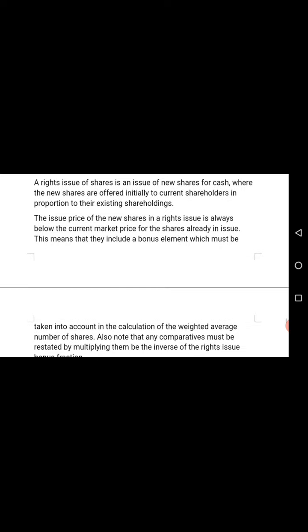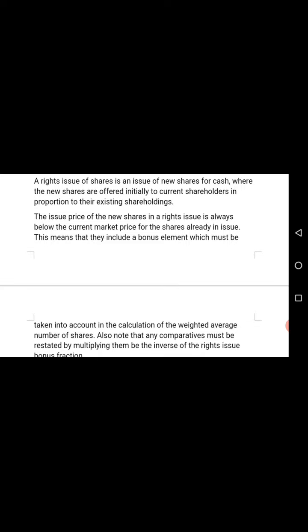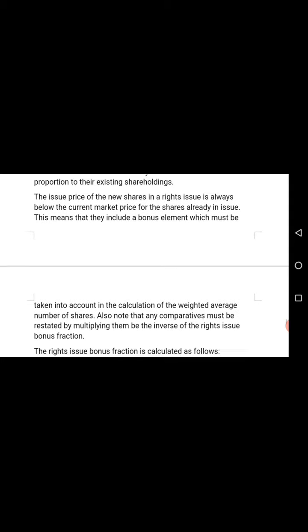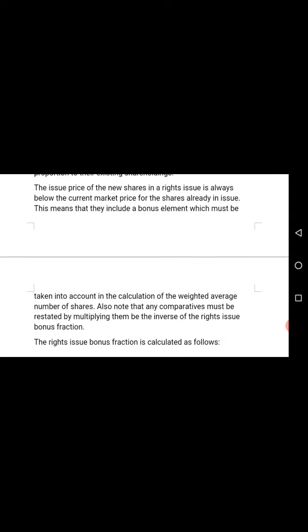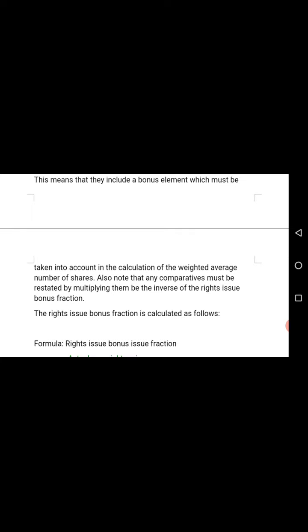So this means that they include a bonus element. The bonus element is the discount in price, the reduction in price for them. They are giving the shares cheaply to existing shareholders, and it is to existing shareholders only. This must be taken into account in the calculation of the weighted average number of shares. Note also that any comparatives must be restated by multiplying them by the inverse of the rights issue bonus fraction.